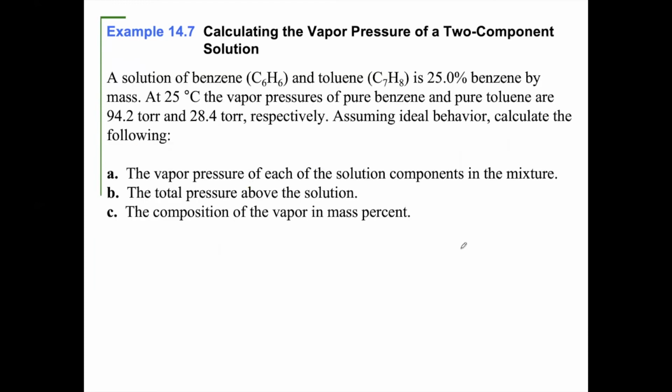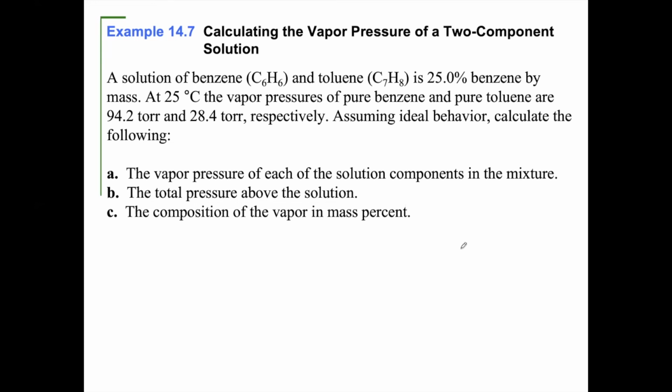A solution of benzene and toluene is 25% benzene by mass. Great, another percent by mass question. At 25 degrees Celsius, the vapor pressures of pure benzene and pure toluene are 94.2 torr and 28.4 torr respectively. Assuming ideal behavior, calculate the vapor pressure of each component of the solution, the total pressure above the solution, and the composition of the vapor in mass percent.